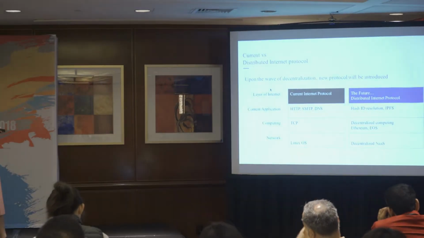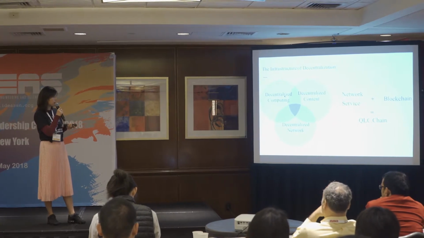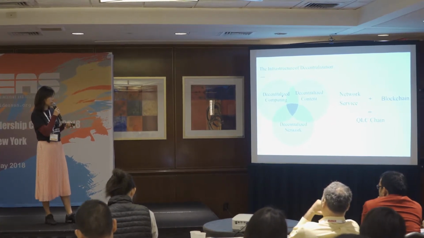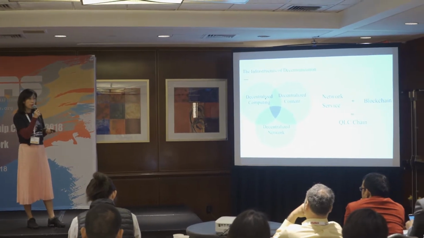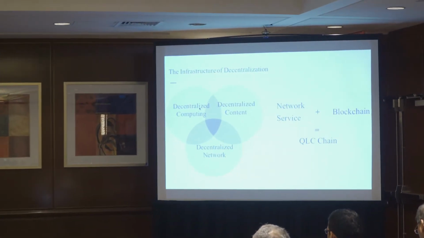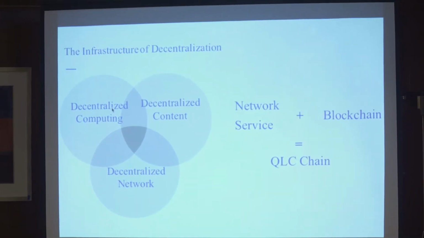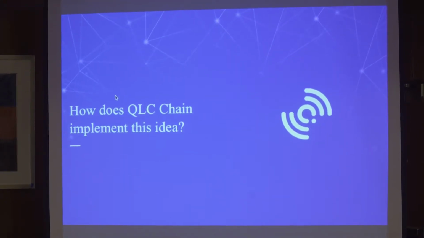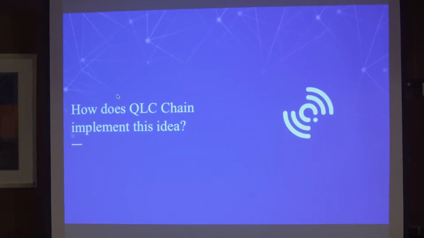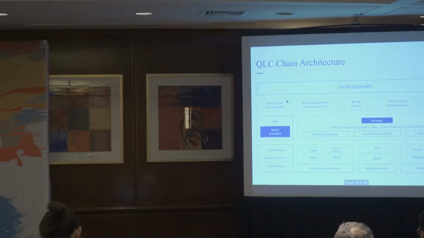So how can you have decentralized computing, decentralized content, without a decentralized network? Here we propose the blockchain-based network services, which is the public chain, implemented and proposed by the QLC. So how can we implement this idea? How can we decentralize such a fundamental and basic network service?